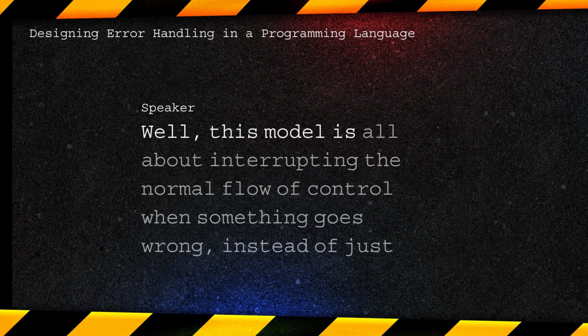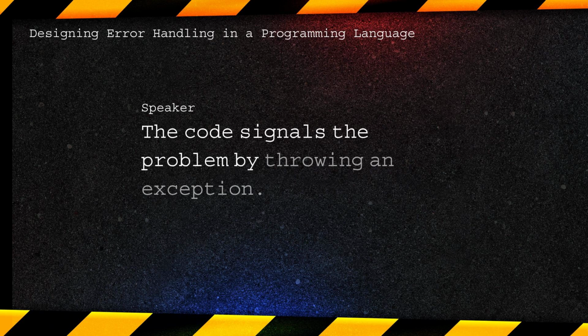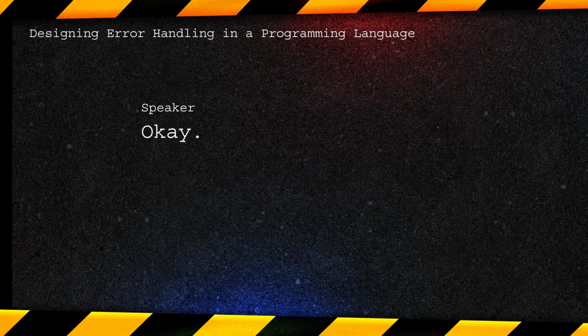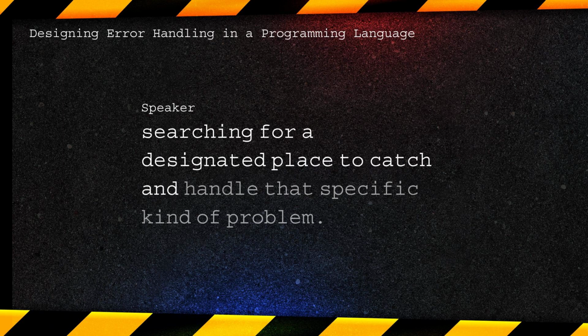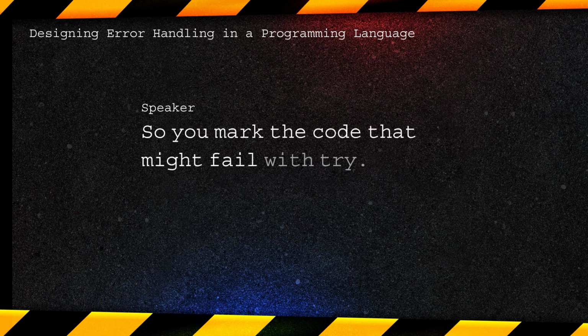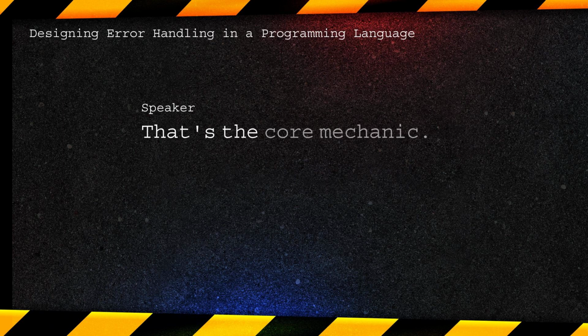Well, this model is all about interrupting the normal flow of control. When something goes wrong, instead of just continuing line by line, the code signals the problem by throwing an exception. Okay. And that throw immediately stops the current execution path, and it jumps, kind of non-locally, up the call stack, searching for a designated place to catch and handle that specific kind of problem. So you mark the code that might fail with try, you signal the failure itself with throw, and then you handle it somewhere up the chain with catch. That's the core mechanic, yeah.